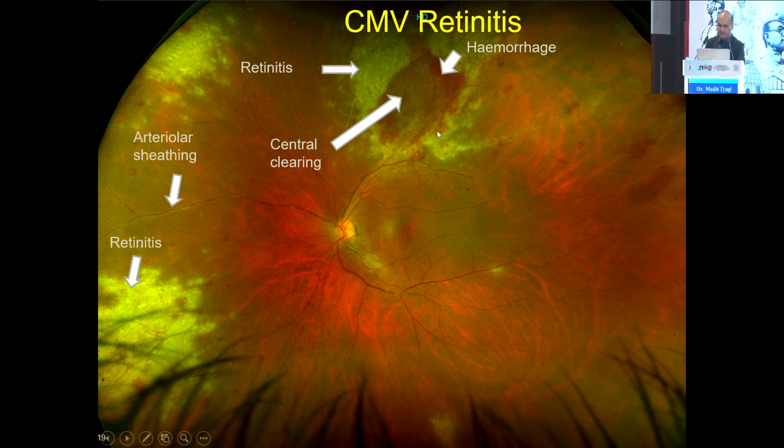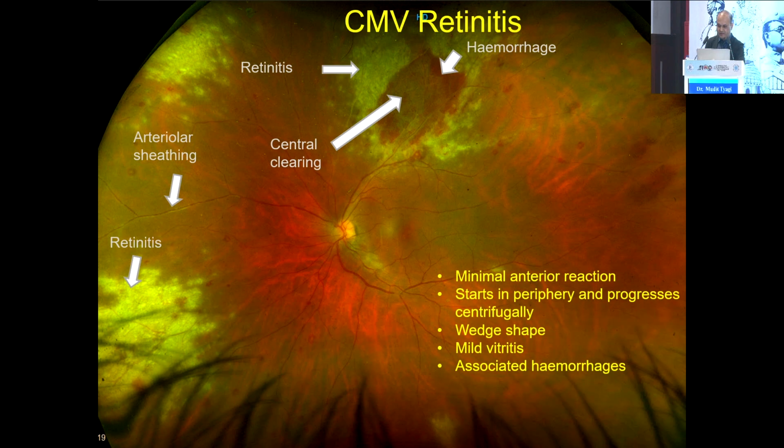You may have a granular appearance in the periphery. Think of CMV retinitis. The point to remember also is that patients with CMV retinitis will usually have a very minimal anterior segment reaction, or the inflammation will be very less commensurate to the amount of the retinitis that you are seeing. The reason for that is that most of these patients are immunosuppressed and therefore do not have the ability to mount a significant immune response.